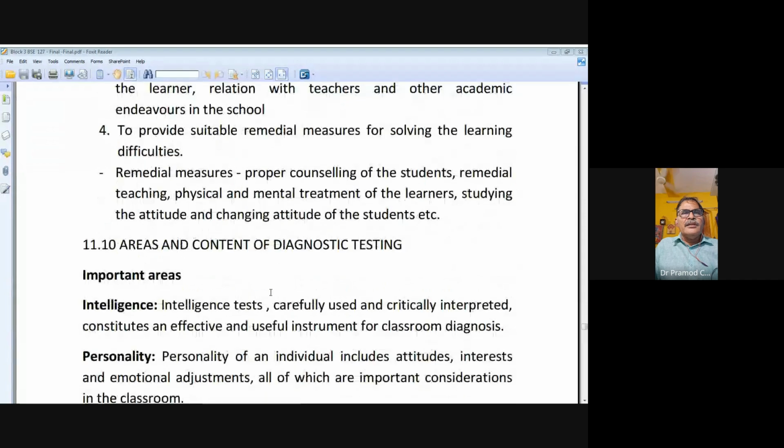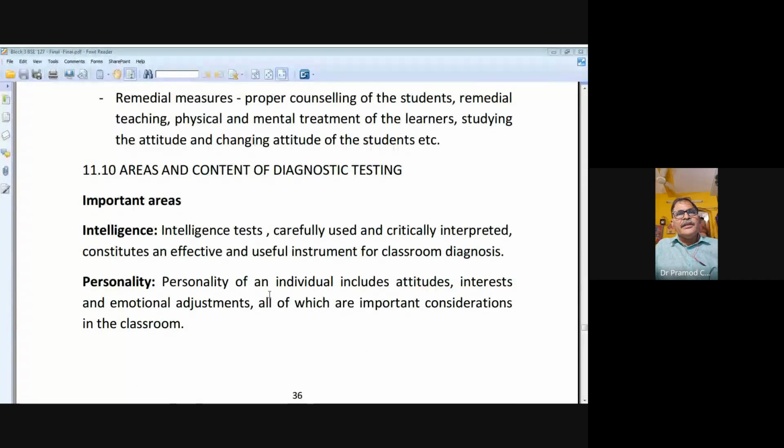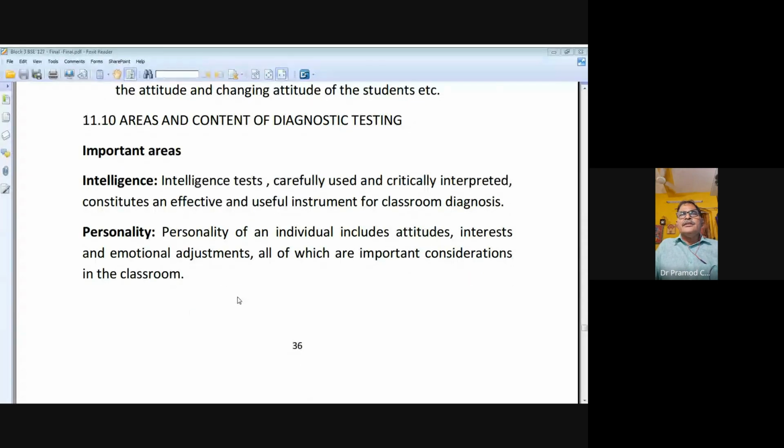Motivation factors are there. So intelligence is also affecting, personality is also affecting. Intelligence, you all know, is the ability to learn, and personality, we can say, is judged by others from your attitude, your interest, and your emotional adjustment. If you are well in all aspects, for example in the psychological aspect, including attitude, interest, and emotional adjustment, then you will be considered more by the students. Personality is very important.